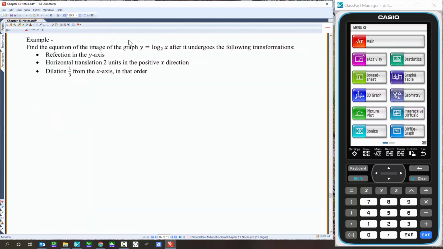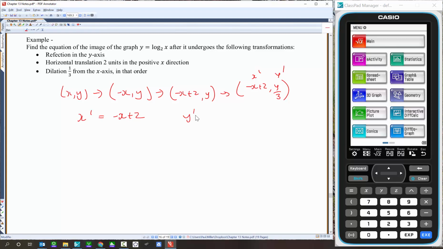Okay, so find the equation of the image of this after it undergoes this stuff here. So let's actually do the transformations. Reflection in the y-axis changes the x value. Horizontal translation will give negative x plus 2, comma, y. Dilation 1/3 from the x-axis changes the y value: negative x plus 2, comma, y on 3. That's x dash, that's y dash. x dash is equal to negative x plus 2. y dash is equal to y on 3.